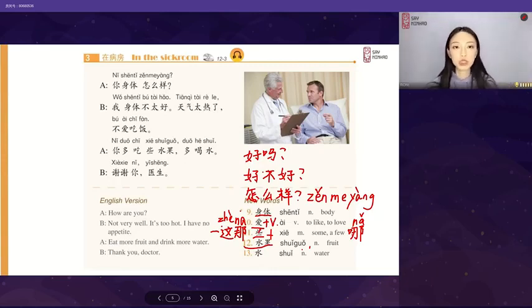Two third tones, what should we do? We will change the first third tone into second tone, the tone sandhi of two third tones. 水果, so we will read it as this. Read after me. 水果, 水果. It means fruit. So eat fruit is 吃水果, right? And love to eat fruit, 爱吃水果.